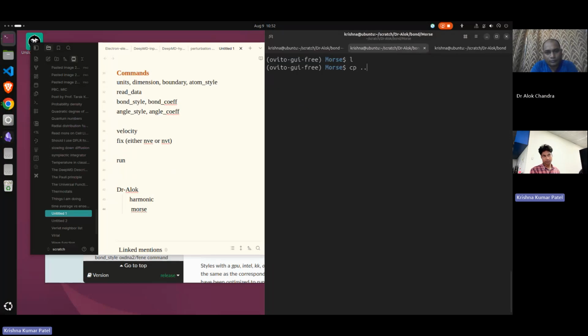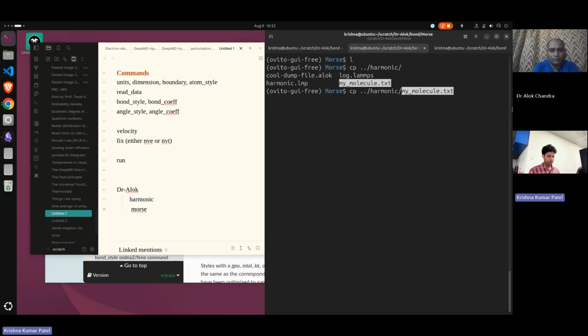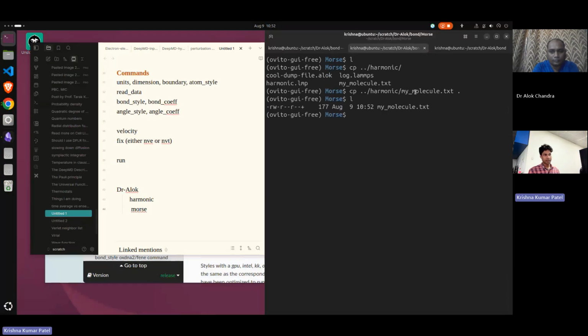So we need to copy the files. For that, we have to go up by one directory first, and then harmonic, and within that, there are these files. We need to copy this data file into current directory. The dot represents current directory. Two dots, they represent parent directory. Okay, and now you can see that that file has been copied from harmonic to Morse. In the same manner, we are going to copy the LAMMPS file.